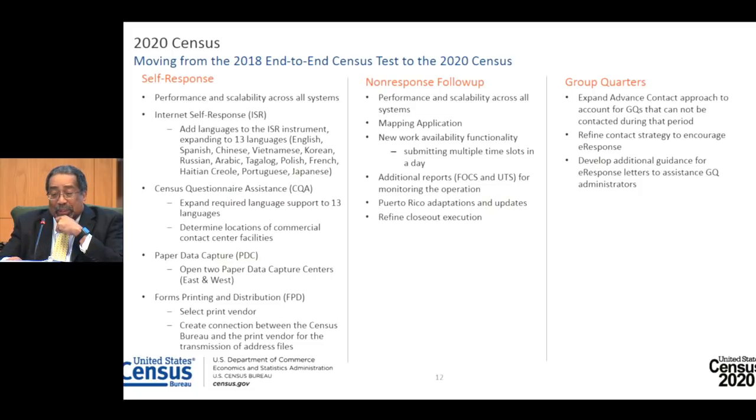As for group quarters, we plan to expand our advanced contact approach to account for GQs that cannot be contacted during the period that we have selected for advanced contact. We also plan to refine the contact strategy to encourage e-response and develop additional guidance for e-response letters to assist GQ administrators.